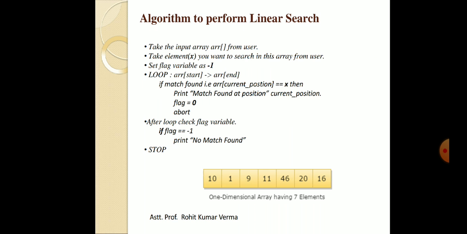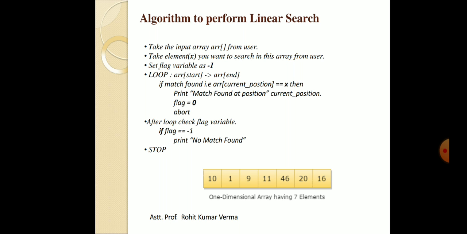So dear students, in this example I am taking a one-dimensional array with 7 elements. The starting location of the array is always 0. So dear students, what happens in case of the algorithm? First of all, you have to take the input array from the user. Suppose here I am considering this array. Then you have to find the element which you want to search. Suppose I want to search 46. What is the location of 46?